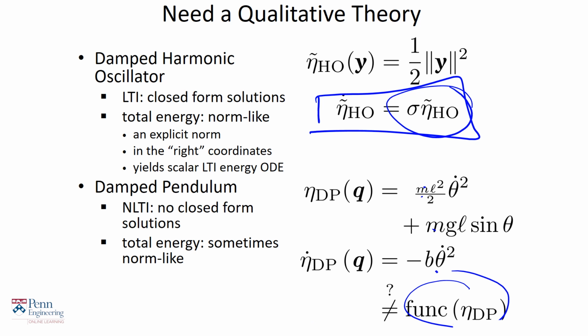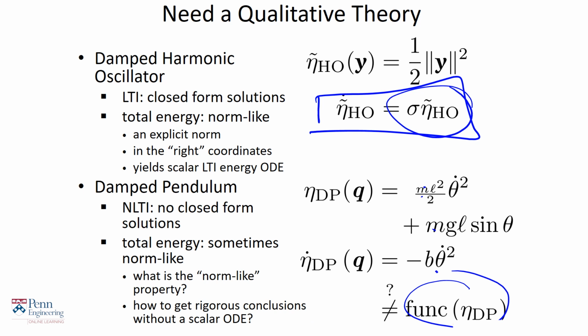Now, this is not a mathematical problem. Mathematically, we're going to be able to show that we get the same conclusions, but there's a little bit more work to do. And starting to do that work is the beginning of what's called Lyapunov theory, and that's what we're going to do to end out this unit and, in fact, to end out the week. So what we want to understand in this qualitative theory is what was the norm-like property, how do we express it, and then how do we get rigorous conclusions out of that norm-like property without a scalar ODE. And that's what we're going to be doing moving ahead.